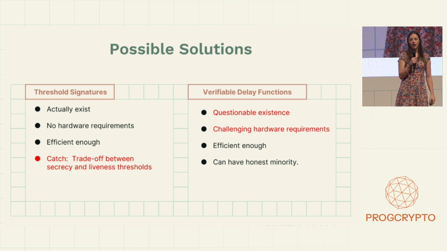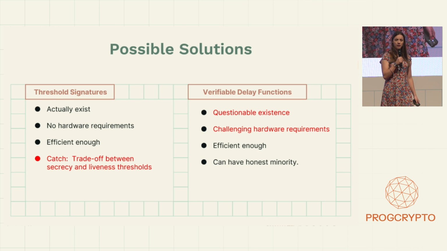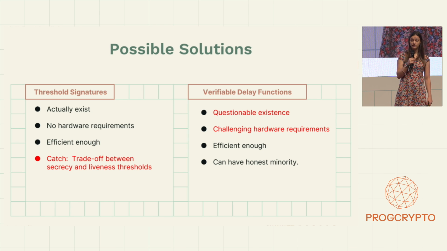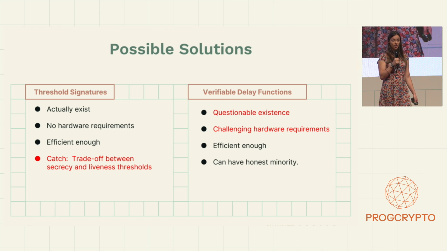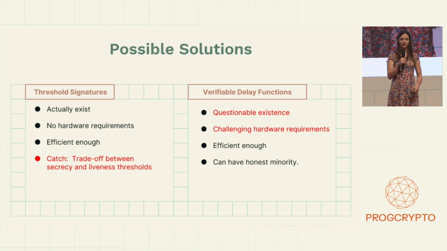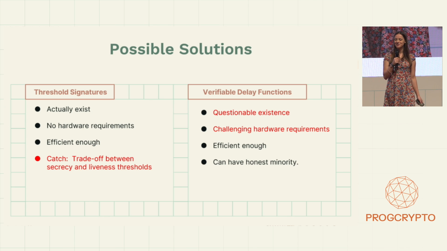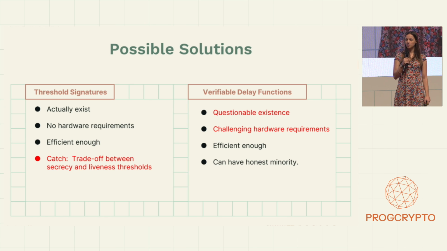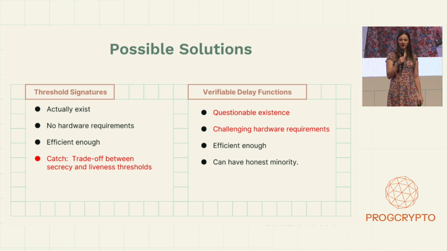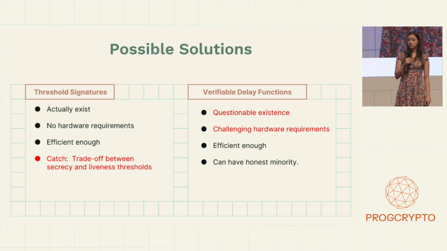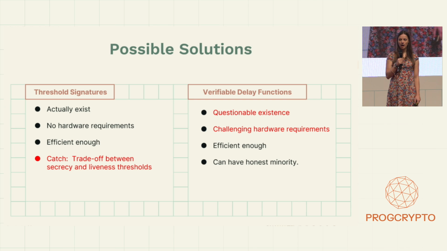And having an honest minority is very important to us, and it is something that we would like to have. Verifiable delay functions, on the other hand, do allow you to have an honest minority. They add an extra factor into the game. We now have time on our side, so to speak, and therefore we're able to get better security guarantees in this respect. They are also efficient enough, but they have 2 catches.